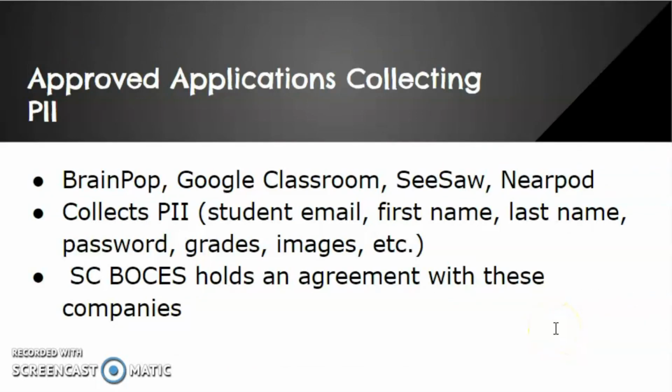This brings us to applications that we have been able to secure agreements with. A couple of examples here: BrainPop, Google Classroom, all the Google Educational Suite, Google Meet, Slides, Docs, etc., Seesaw, and Nearpod. Many of these companies that we may have used for free in the past do require that we enter into a contract with them in their paid products to secure personally identifiable information.